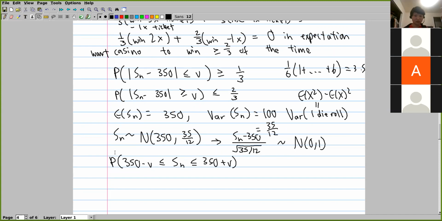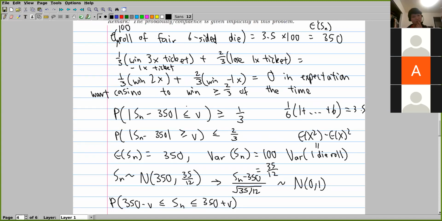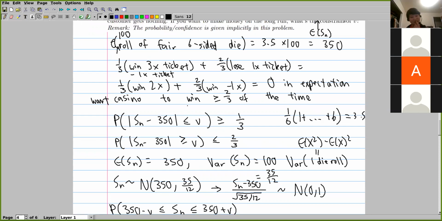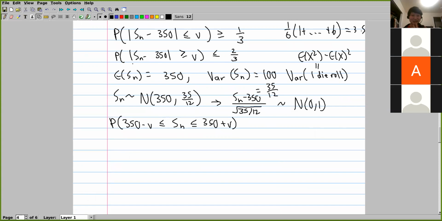Why does it say the probability is less than 2/3 when we want it to be less than 1/3? Oh shoot, I might have flipped the direction of the inequality. But this is the one that will let us use Chebyshev or normal. Yes, I did work the variance out beforehand, so don't worry about it.